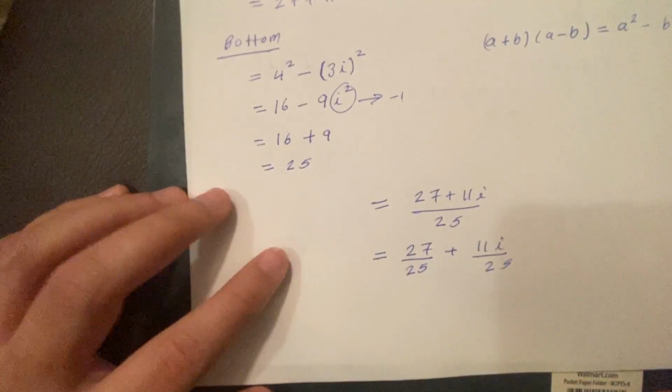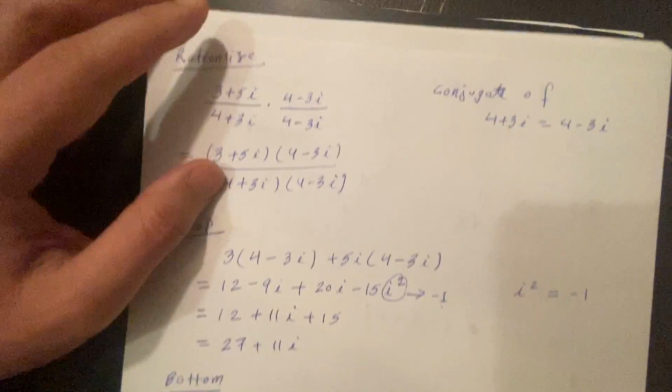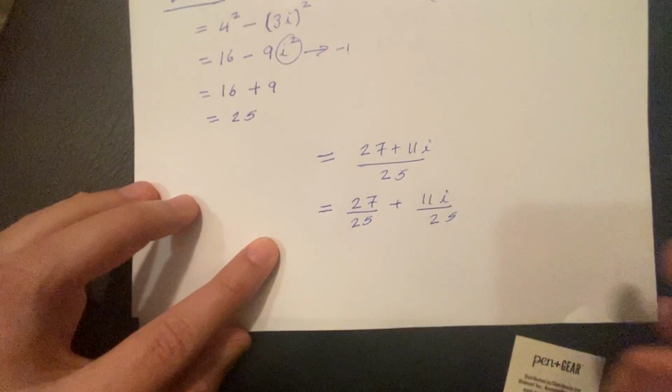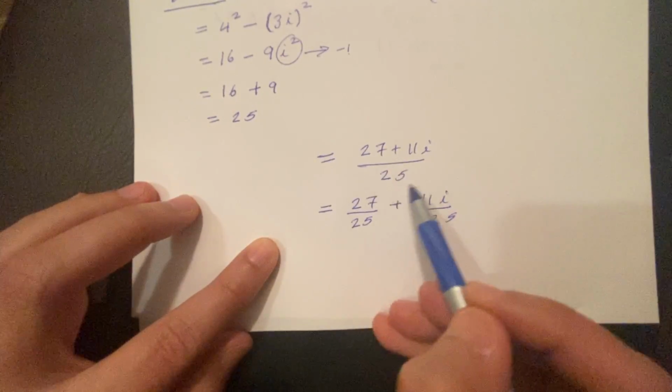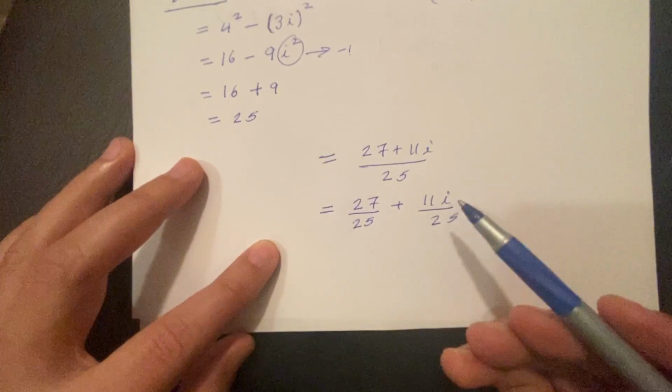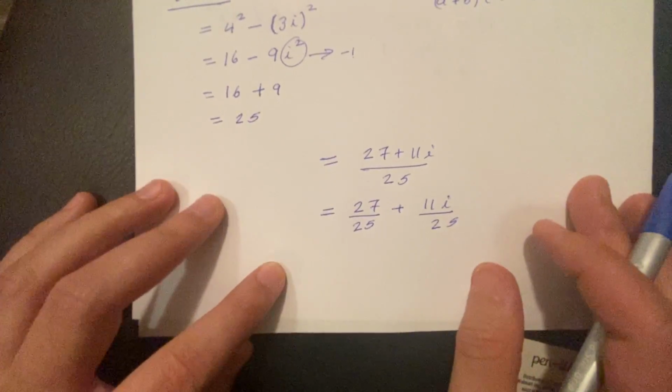All right, so this is called rationalization. This way we don't have any i in the denominator. So that's what we're trying to do. All right, so that's it for this section.